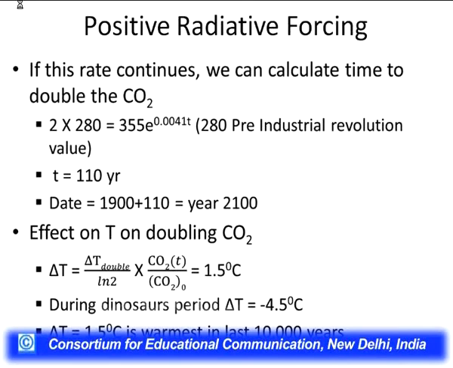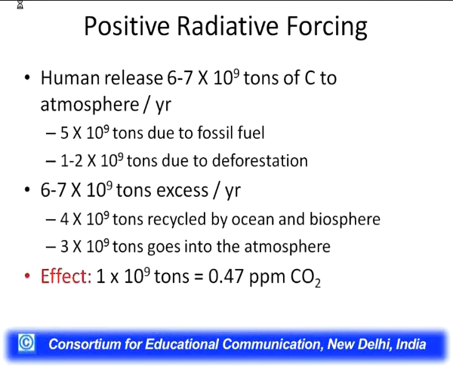Although it is 1.5 degrees centigrade, it is far more significant because during the dinosaurs period, this temperature was minus 4.5 degrees centigrade. So there is an increase of 6 degrees centigrade in the temperature. We can say that this delta T, 1.5 degrees centigrade, is the warmest temperature in 10,000 years. So, if the rate we presently have continues, in 2100 we will have an increase of 1.5 degrees centigrade.